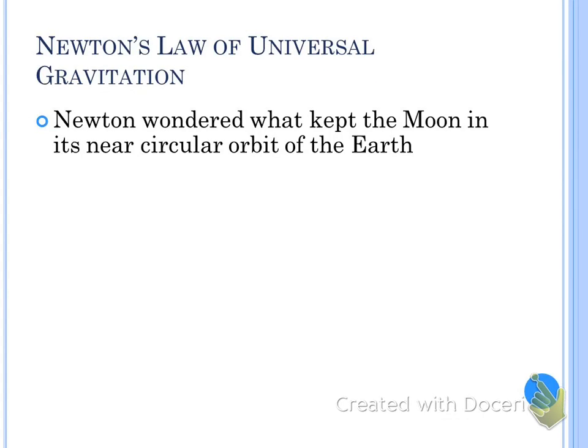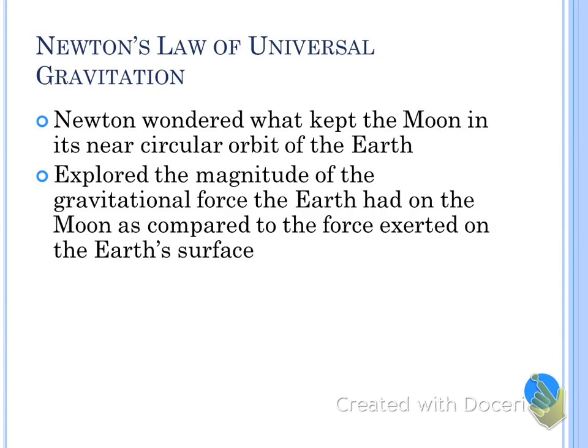So Newton started looking at these gravitational models, and he started to wonder, why did the moon keep its circular orbit around the Earth? What was it that kept it in this pattern when Kepler discovered that they were in elliptical patterns? Why does the moon have a circular or very near circular pattern? So he started to look at the gravitational force between the Earth and the moon as compared to the gravitational force on the surface of the Earth, to see if that had anything to do with why the moon was kept in a circular orbit. So he started looking at the gravitational force between these two objects.